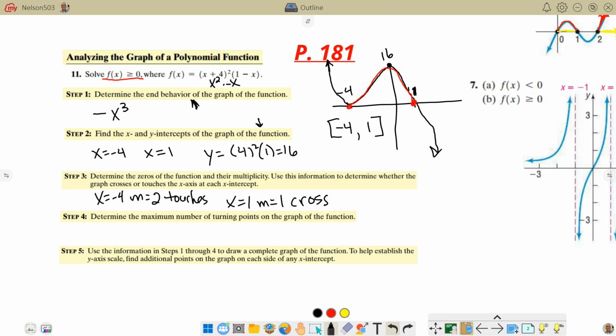Do you notice I didn't even worry about turning points? I think this step is a little unnecessary and not that helpful.